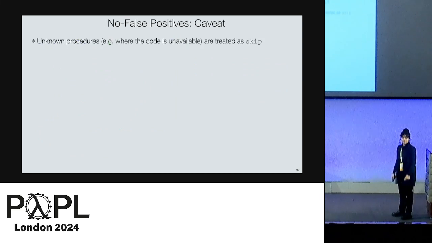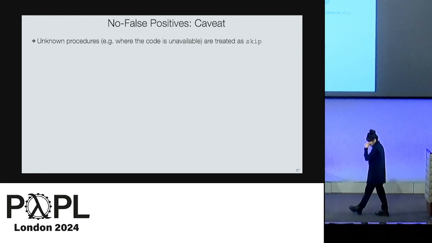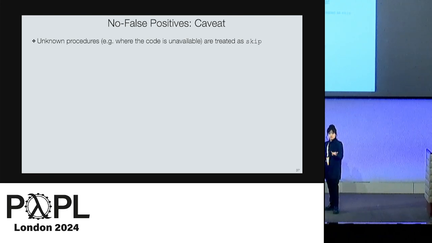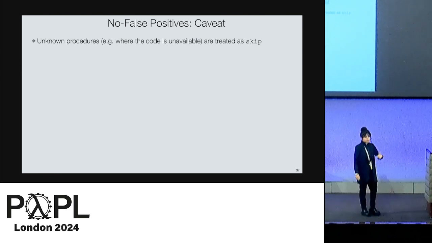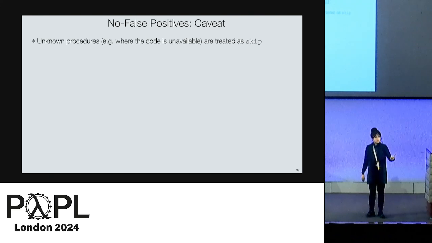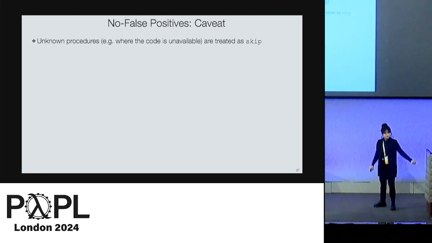Okay, so some more caveats. Remember, terms and conditions. The way we Brits like to do it is in installments, so you don't know what's hit you, right? So there are times that we can't guarantee the absence of false positives. The first one is when we have unknown code. So let's say you have calls to procedures that are proprietary code. We don't have access to the source code, so we can't analyze them to come up with a summary. We just treat them as skip.